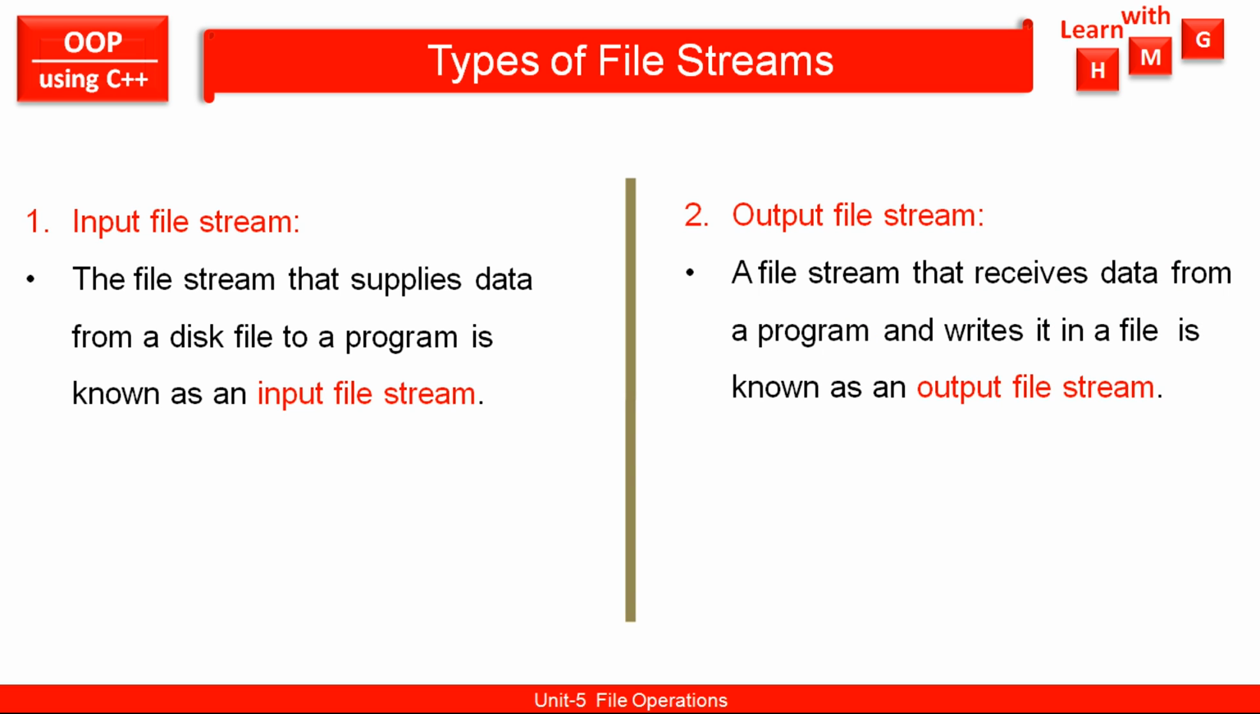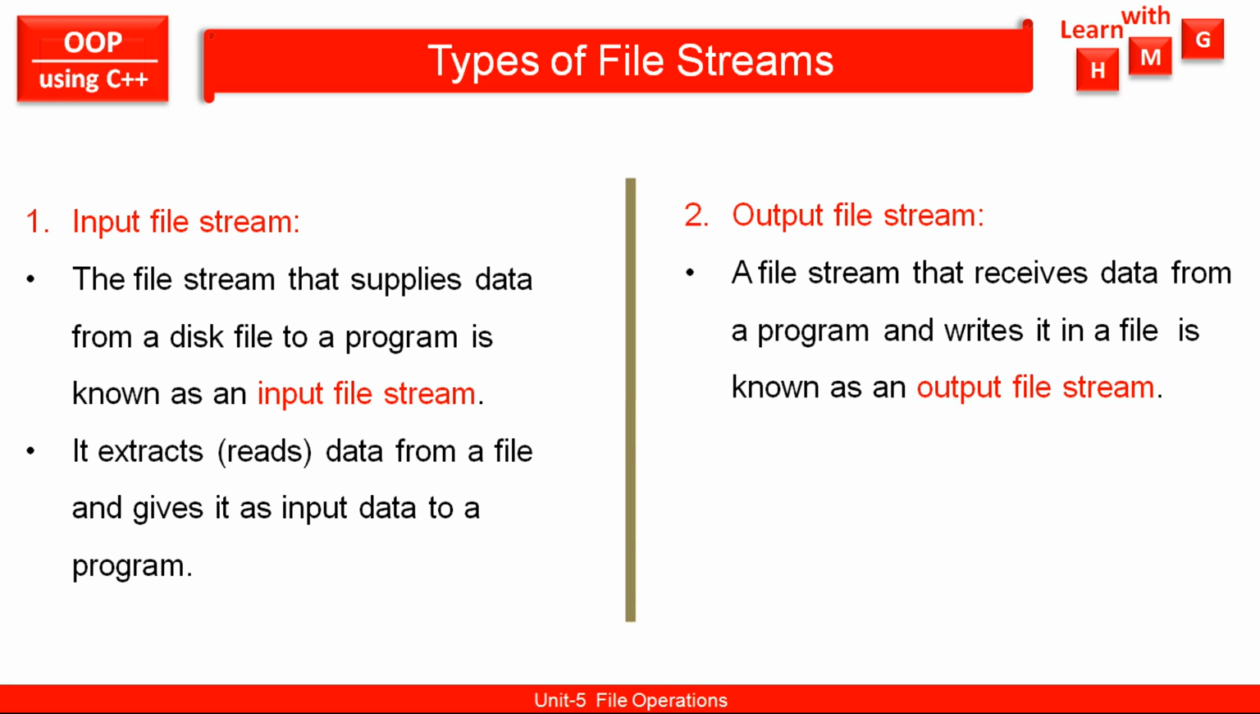In case of output file stream, it is a file stream that receives data from a program and writes it in a file. Whatever output is generated by the program, that output data is taken by this file stream and written in a file on a disk. That is nothing but output file stream.